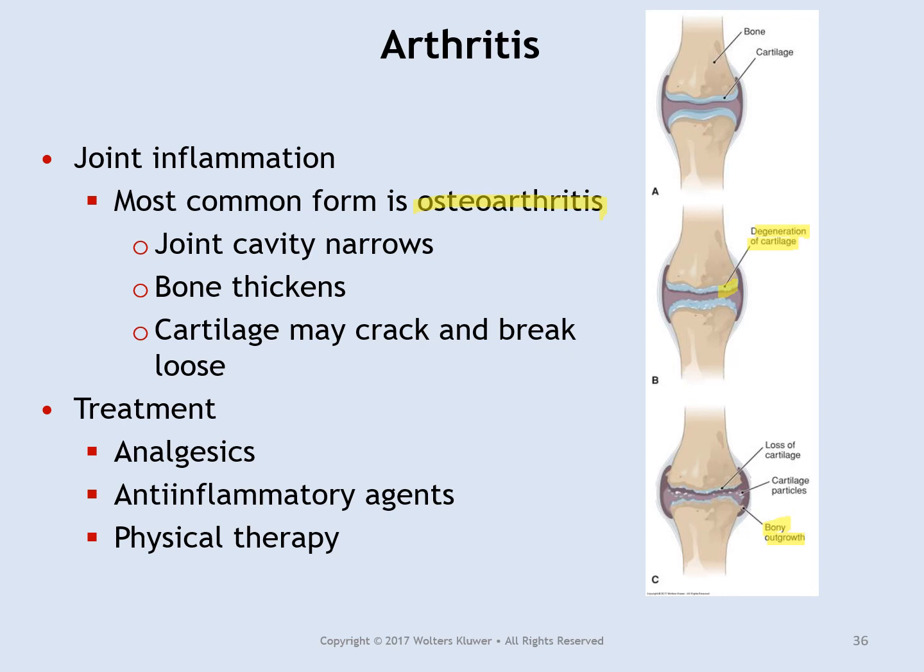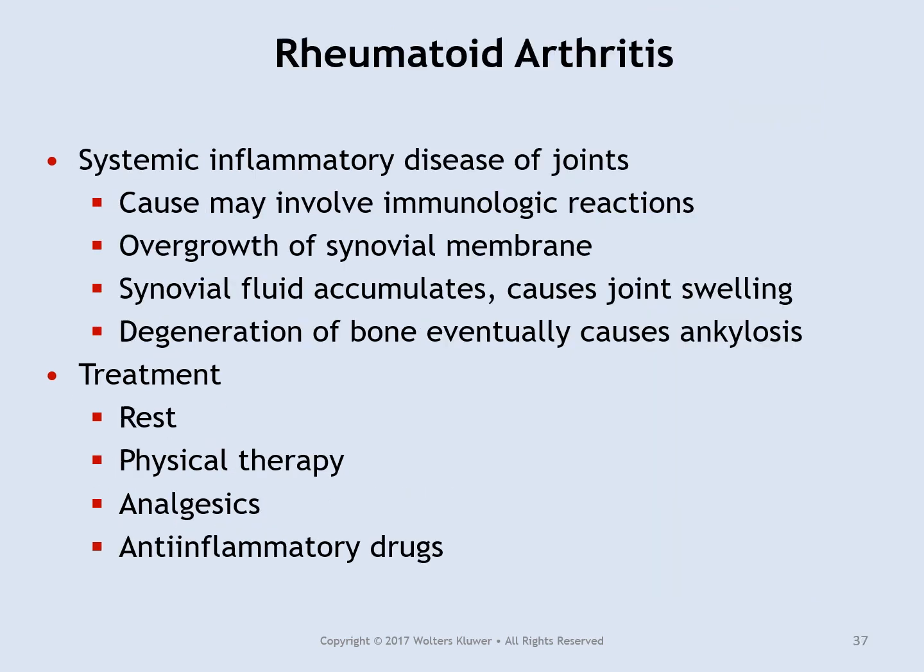pills and physical therapy. The other type of arthritis is rheumatoid. This is an inflammatory disease, and it often involves the overgrowth of synovial membrane, too much synovial fluid, and you get joint swelling. They blow up like a balloon. And ankylosis, or degeneration of the underlying bone tissue, can be the result of rheumatoid arthritis. So the treatment of this is rest, physical therapy again, pain pills to help with functioning.